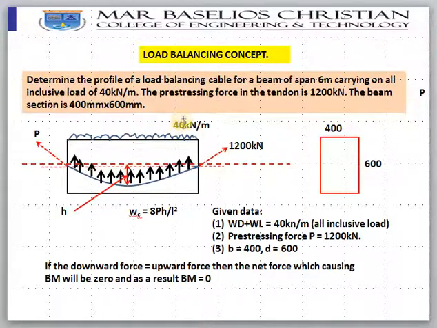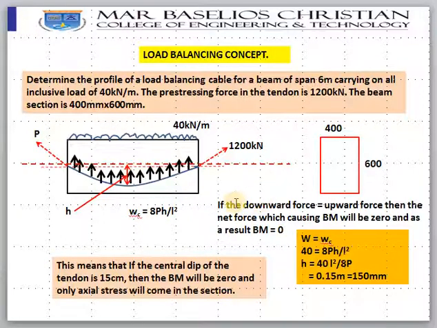So we know that 40 kN per meter is equal to 8Ph by L square. That is the case, then only we call this load balancing. Downward load is balanced by upward force. If that is the case, then W minus Ws will be 0, so the bending moment will be 0. If the downward force is equal to the upward force, then the net force causing bending moment will be 0, and as a result the bending moment will be 0.